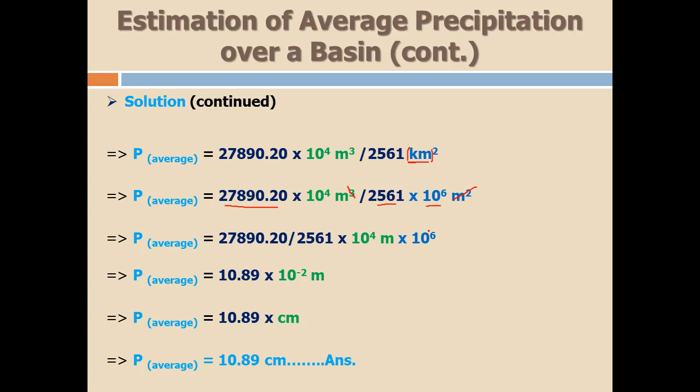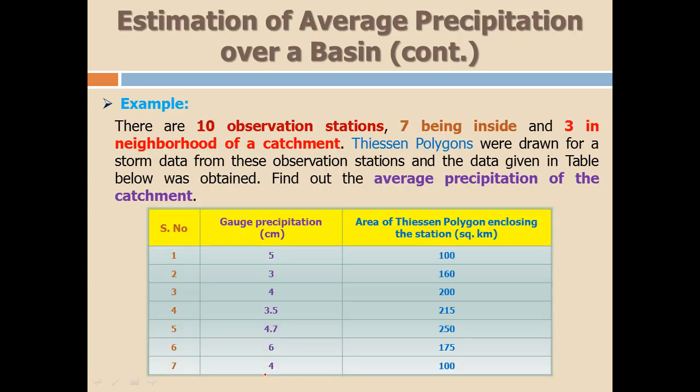Okay, now here it's -6, it's -6, remember. So what will be the answer? The answer of this is 10.89, and this 10 raised to the power -6 and 10 raised to the power 4 becomes 10 raised to the power -2, and 10 raised to the power -2, as you know, is known as centi. So 10.89 centimeter. So this is the final answer of the example number 2.